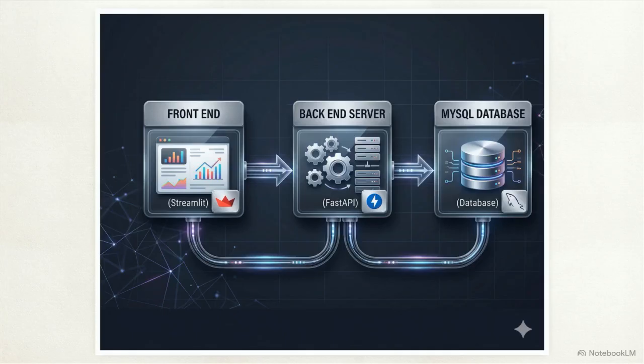This architecture relies on 3 pillars. The Streamlit frontend acts as the reactive interface, capturing user intent. The FastAPI server acts as the central brain, managing validation and logic. Finally, the MySQL database operates as persistent storage, writing records to disk.